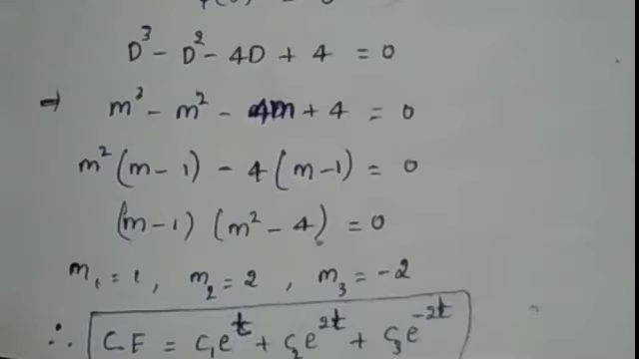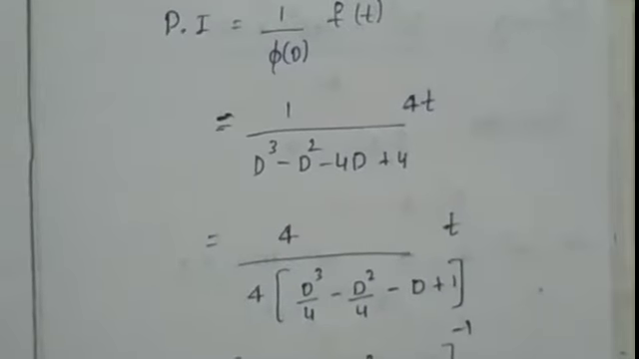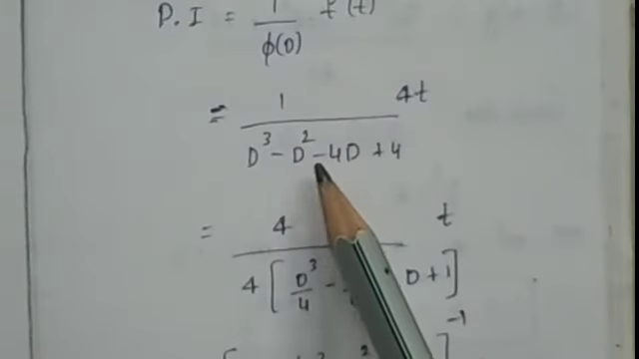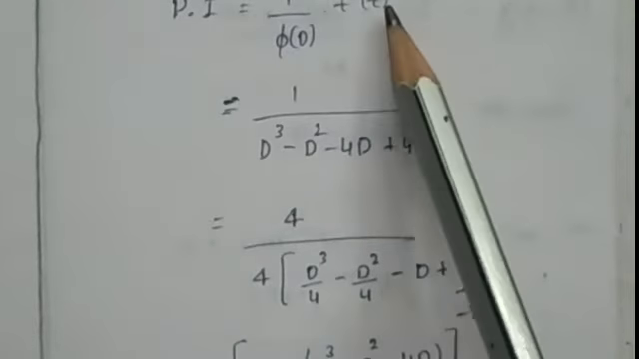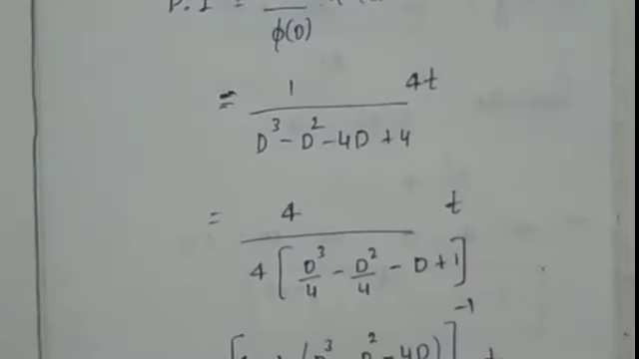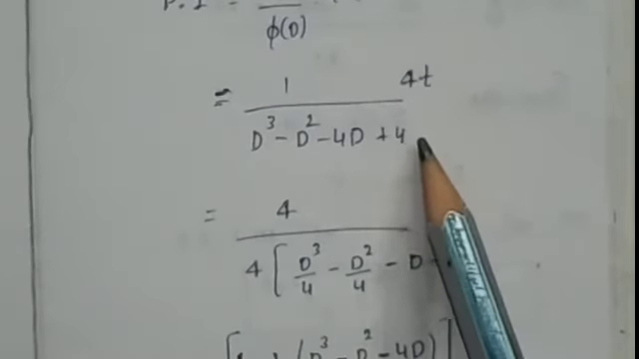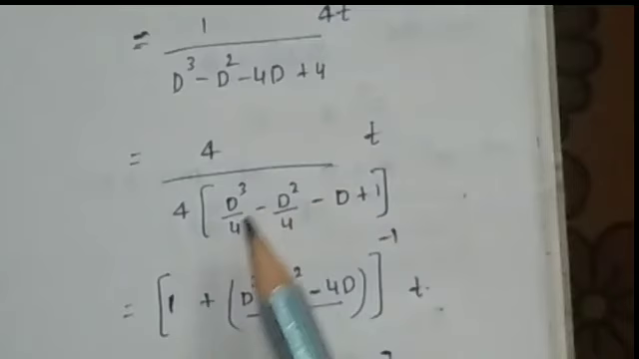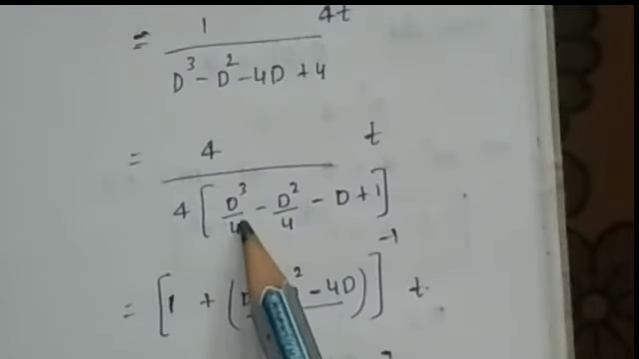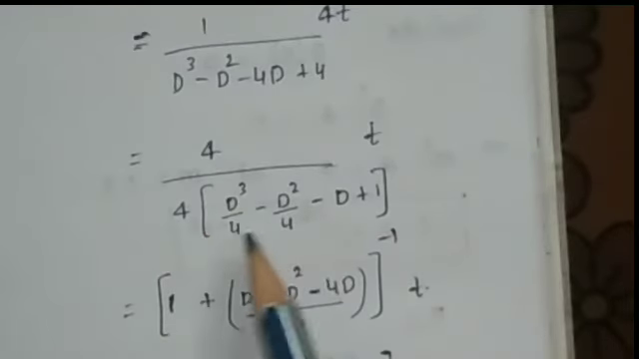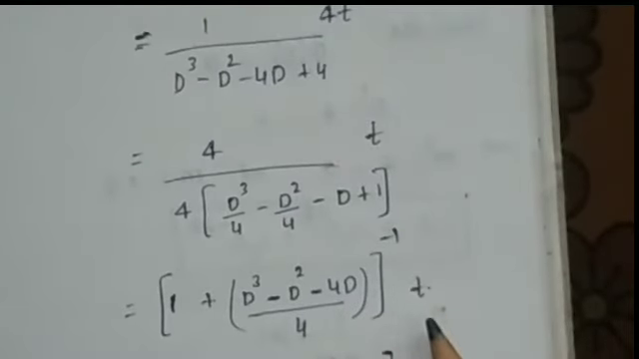Next we want to find the particular integral. The particular integral is equal to 1 by phi of D into f of t, which is 1 by D cube minus D square minus 4D plus 4 into f of t, which is 4t. It is of the form x power m, so we take the constant term in the denominator and then do the inverse. 4 is the constant term, you take 4 outside, you get D cube by 4 minus D square by 4 minus D plus 1. Okay, so 4 gets cancelled. This can be written as 1 plus (D cube minus D square minus 4D) by 4, whole inverse, into t.